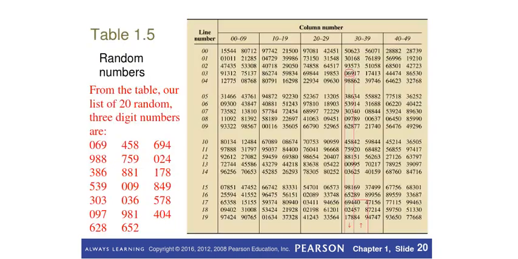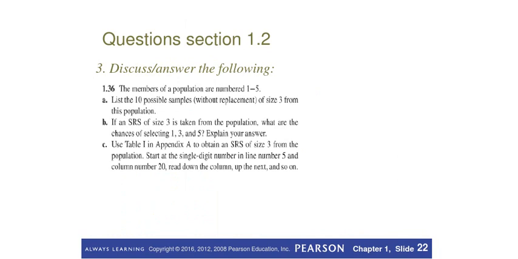Let me go back to my number generator right here. Line number 5 is right here. And it says start with line number 5, column 20. And we're going to go over here to column 20. And we see that right away the very first digit that we can choose is 5. So let's see how this is going to work out right here. We're asked to list the possible 10 samples here.